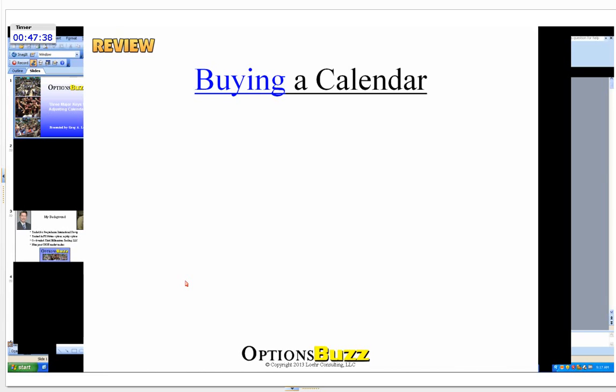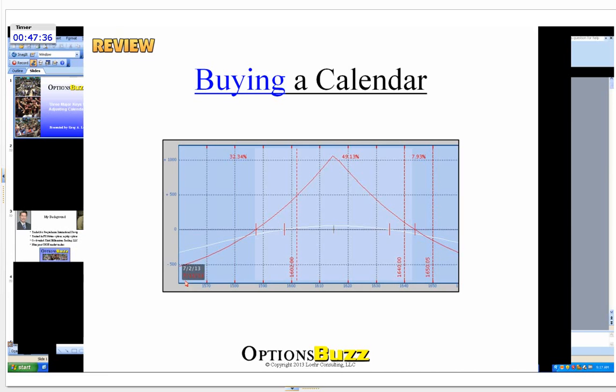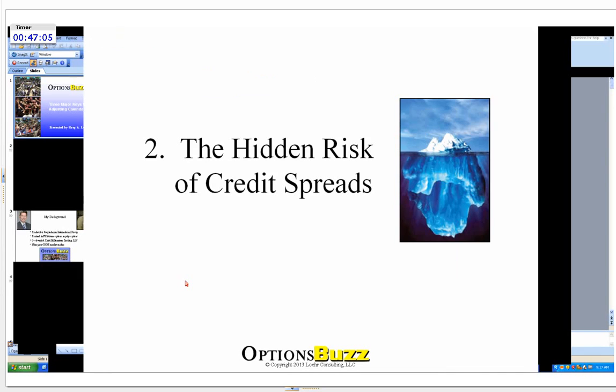Okay, when you put it all together, for the visual, here's what it looks like. There's the risk graph for a calendar that you bought. And you see that red line as it comes to a peak, that's expiration. That peak represents the strike of the calendar. That's where you make the most amount of money. Okay? So calendars can be a lot easier to handle than credit spreads can. Okay, I'll say that again. Calendars can be easier to handle than credit spreads.